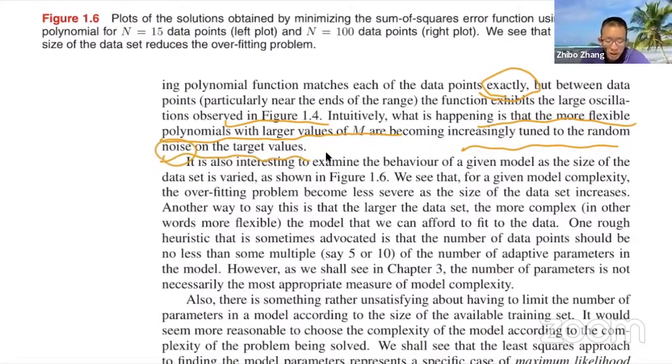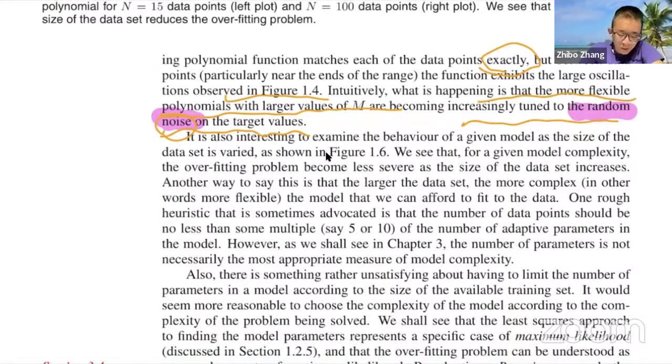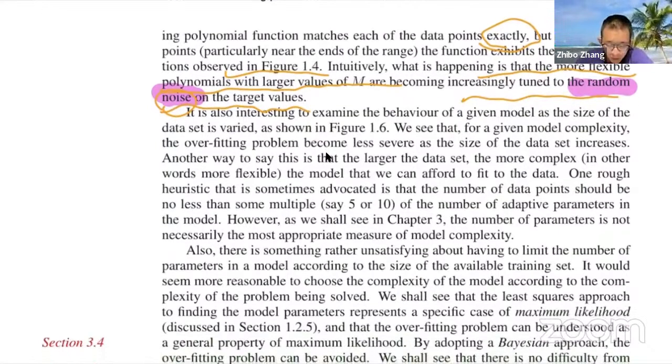So here is the problem that I just mentioned. It's not only fitting itself to the underlying pattern, but also trying to fit itself to the useless information, which is the Gaussian noise. Okay. It is also interesting to examine the behavior of a given model as the size of the data set is varied, as shown in figure 1.6.